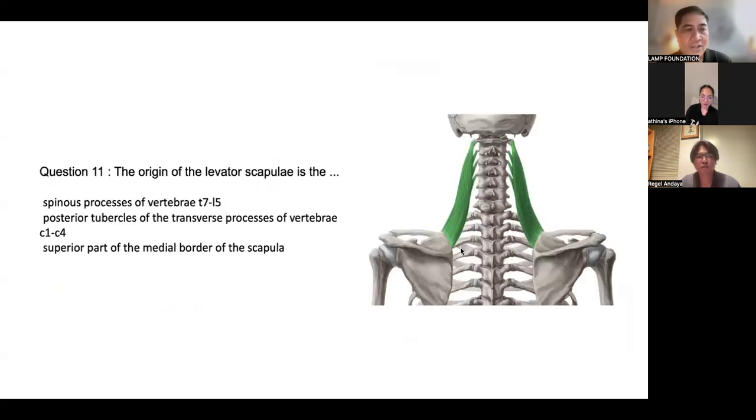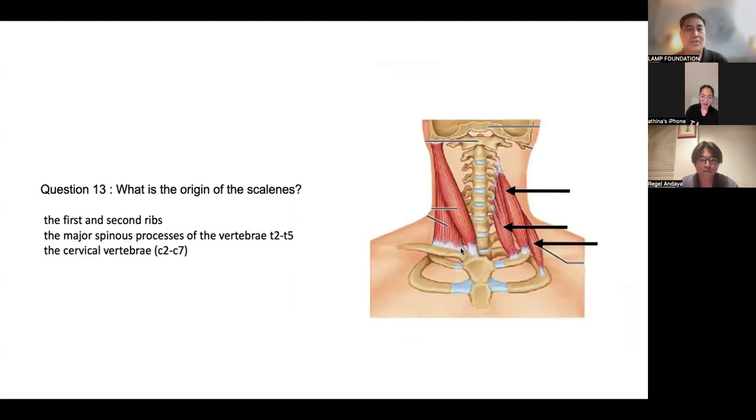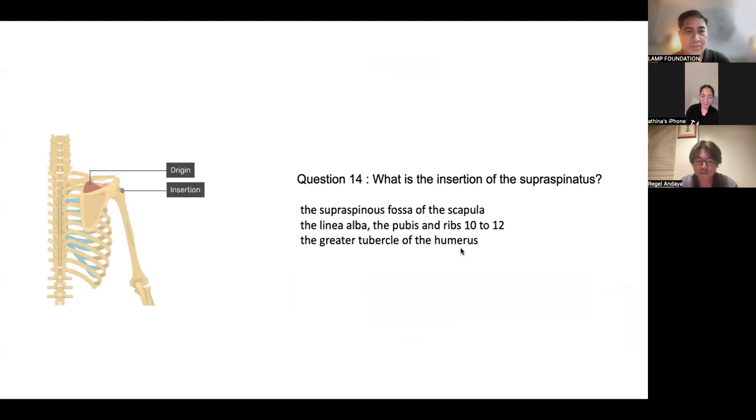The origin of the levator scapulae is the posterior tubercles of the transverse processes of C1 to C4. What is the insertion of the rhomboids, major and minor? That is the medial border of the scapula. What is the origin of the scalenes? That is the cervical vertebrae C2 to C7. What is the insertion of the supraspinatus? That's the greater tubercle of the humerus.